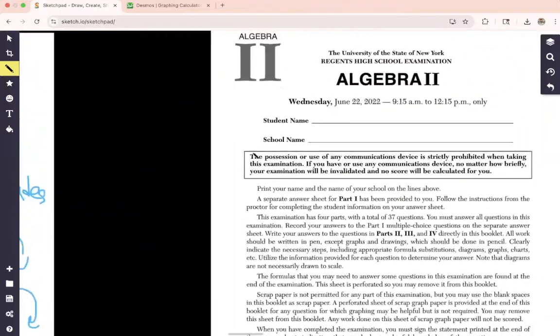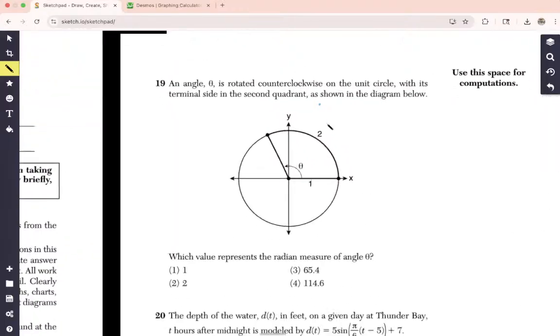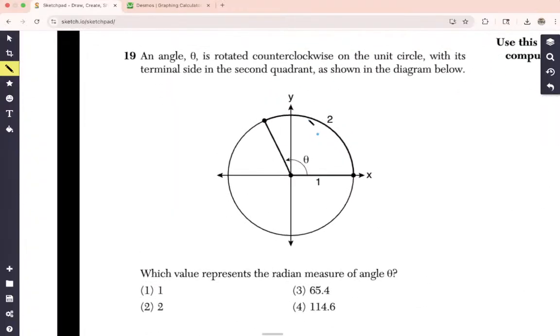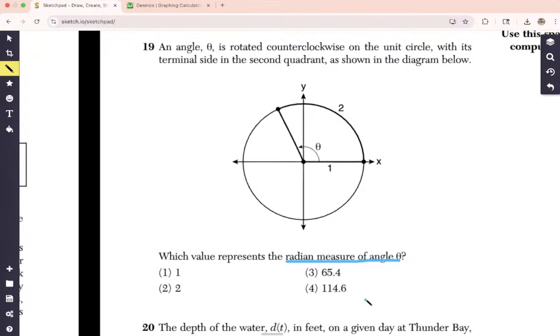All right, that is number 19. Angle. Which value represents the radian measure of angle theta? The radian measure.